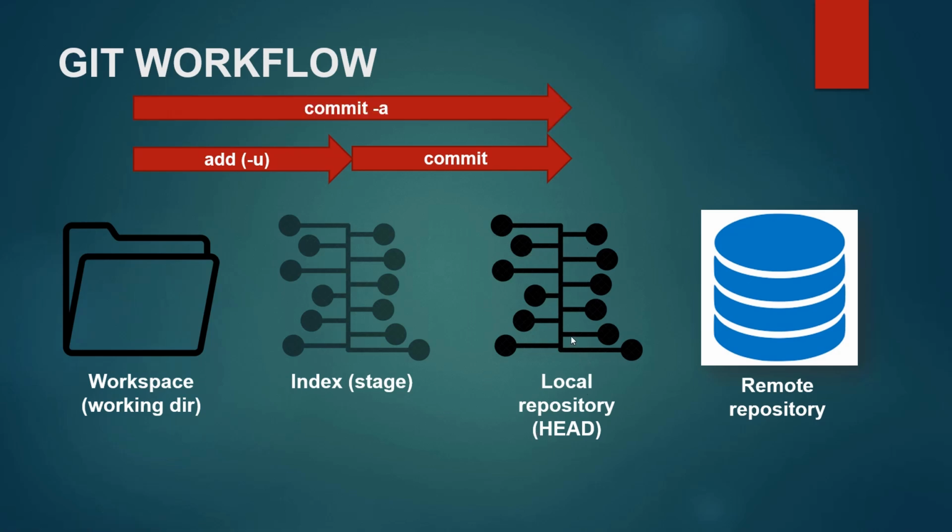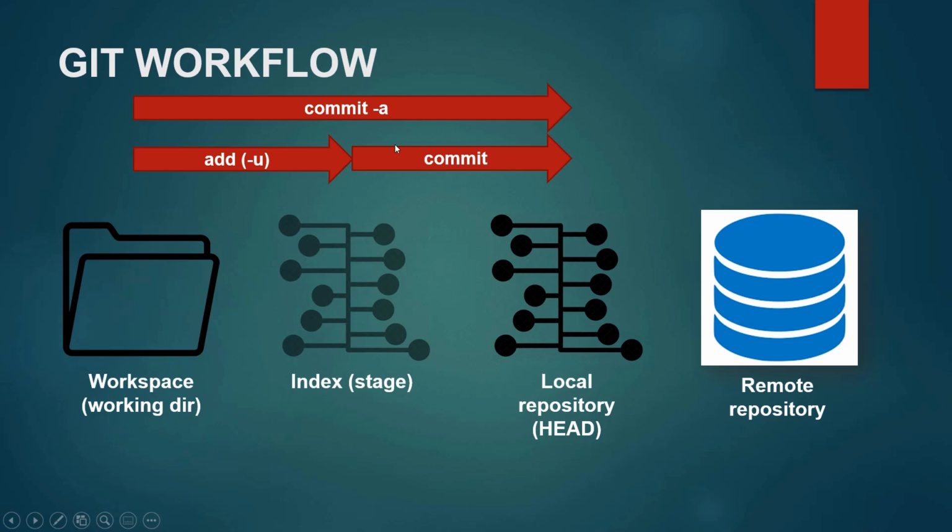Notice that you can perform these two steps at once by executing a commit -a. So if you had a set of modified files and all these files are already part of the repository, so they are already known to your version control system, you can simply execute a commit -a command.